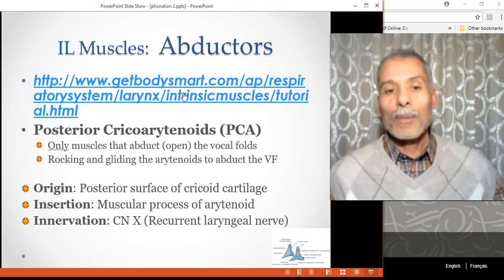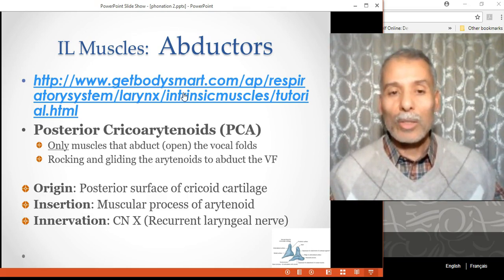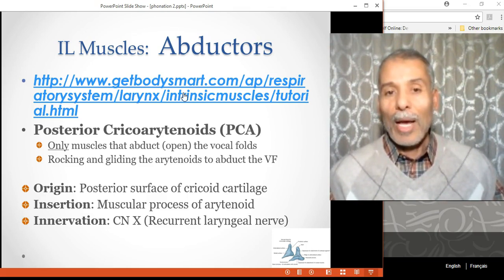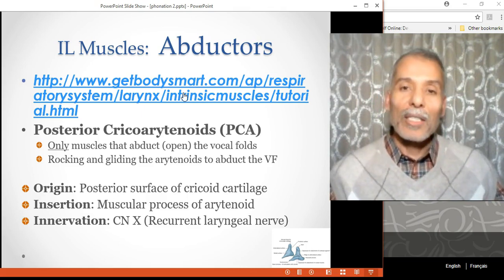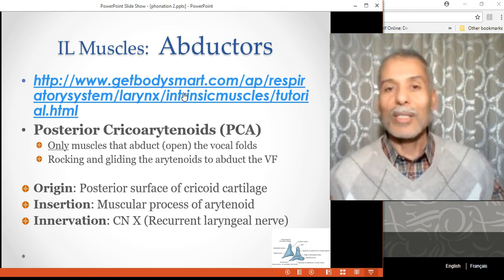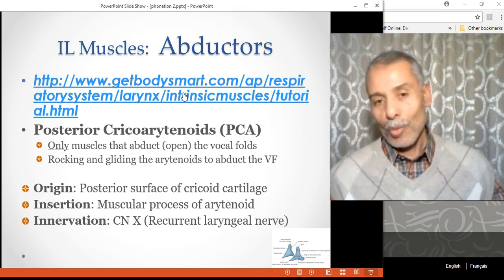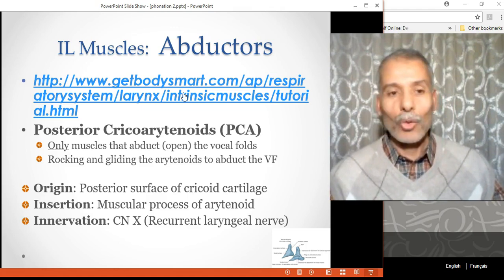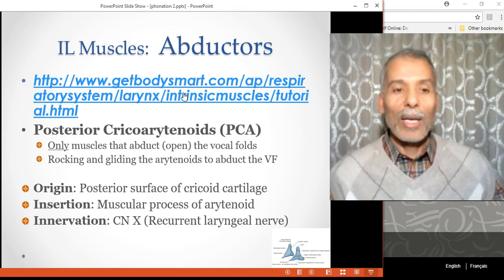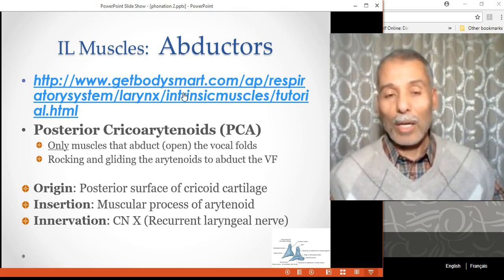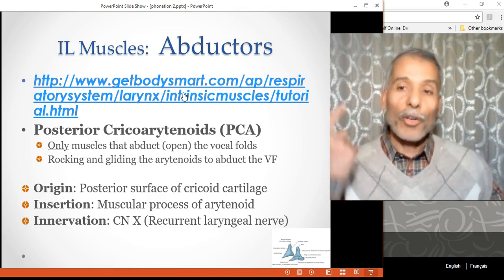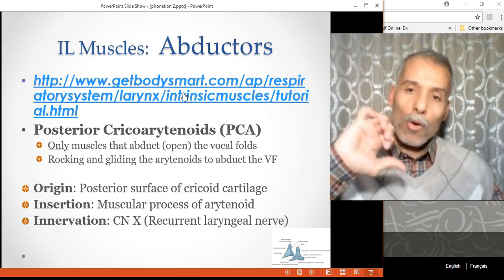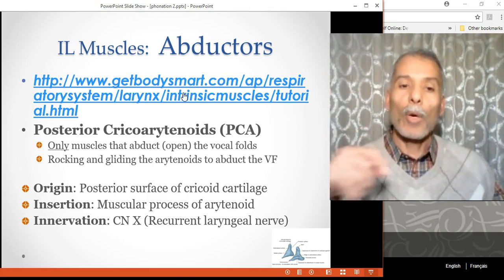In other words, there are several muscles that have one name in common, and then you have to describe, is it the anterior one, the posterior one, the lateral one, and so on. So you need to make sure that when you name the abductor muscle, it is the posterior cricoarytenoid muscle.